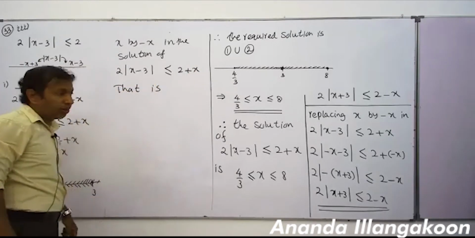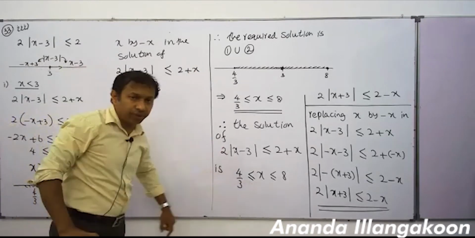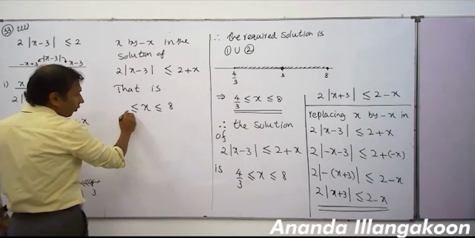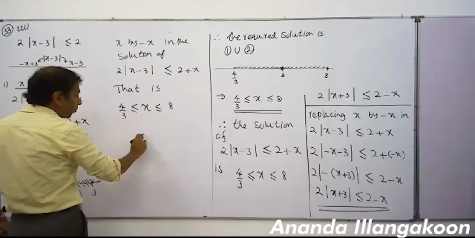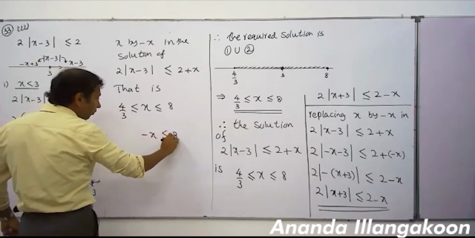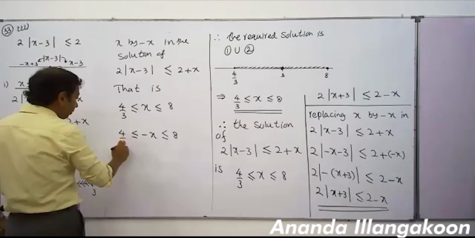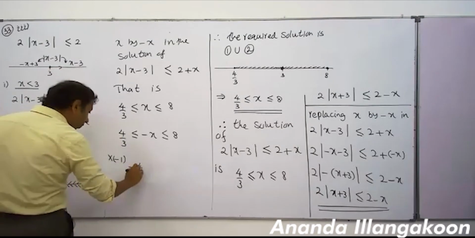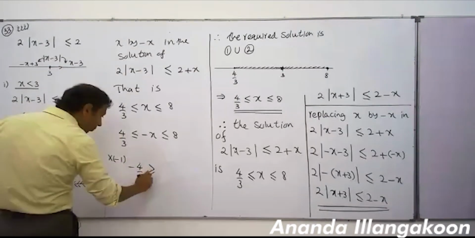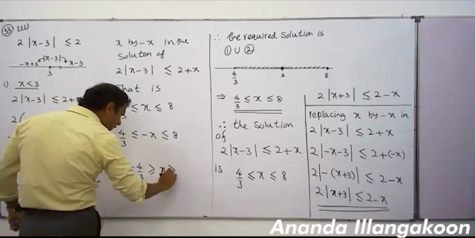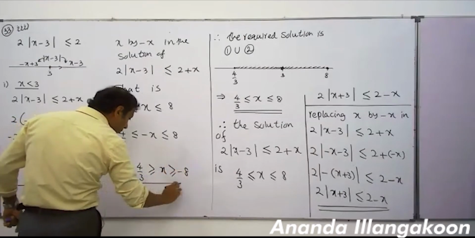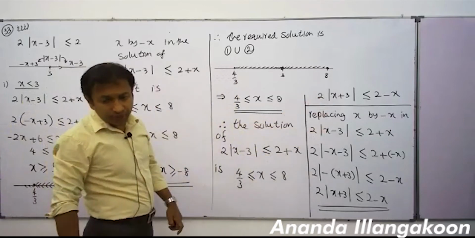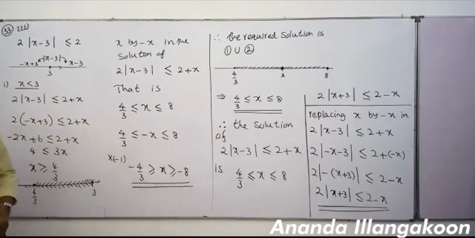What is the solution of this? Then x less than or equal to 8, greater than or equal to 4 by 3. Replace x by minus 6 here. Now multiply this by minus sign, that means minus 1. Then this will be minus 4 by 3. You get the opposite when you multiply by minus. Then this is plus 6 greater than this. So this is the solution. That's how we take that answer.